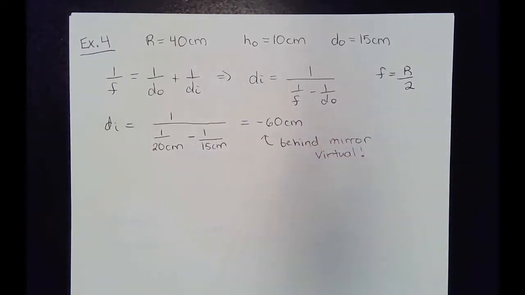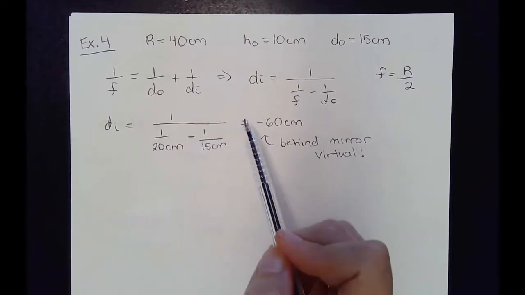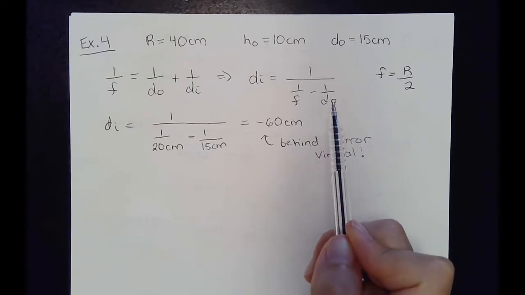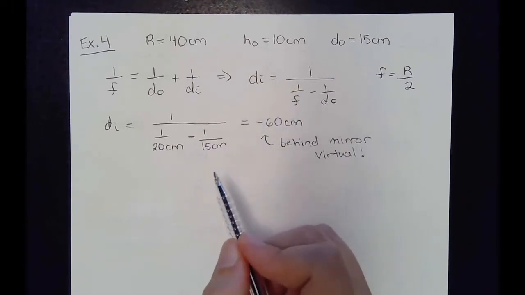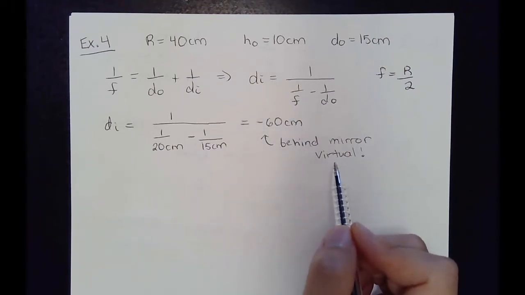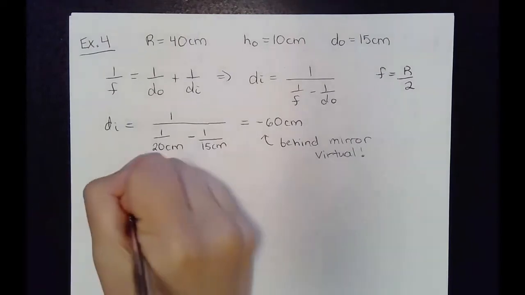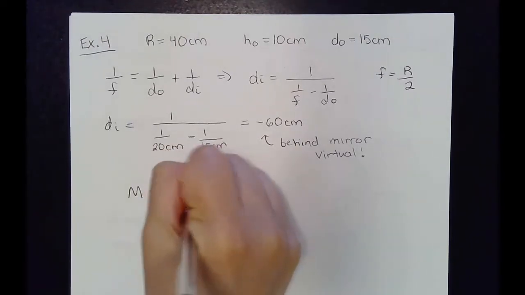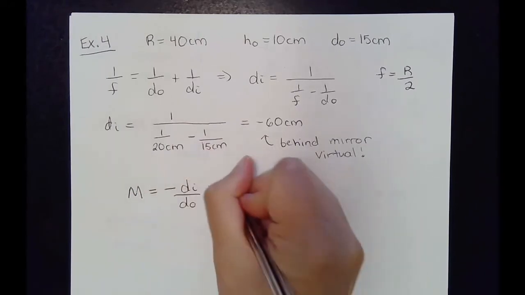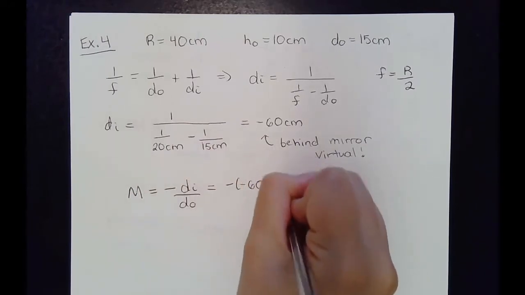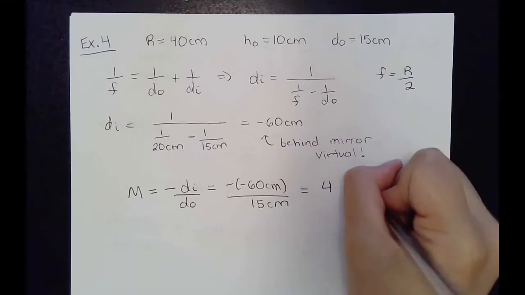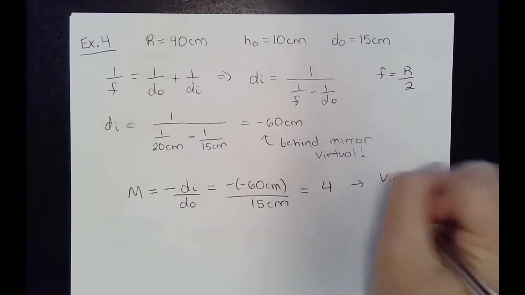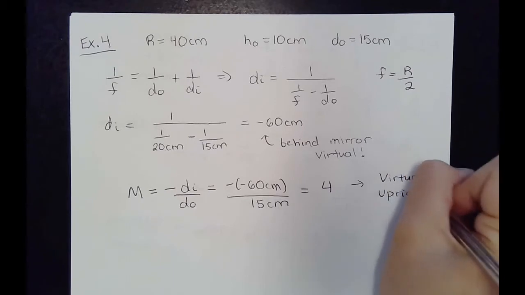And this will happen anytime we move the object inside the focal length. So from this equation, we can see that actually that's when we get negative, when we have a do that is less than the focal length. So that's giving us this negative here. So I'll show you how to draw the diagram for a virtual image in a second. The magnification then we have is negative di over do. So negative of negative 60 over 15 is 4. So we know that the image will be virtual, upright, and magnified.